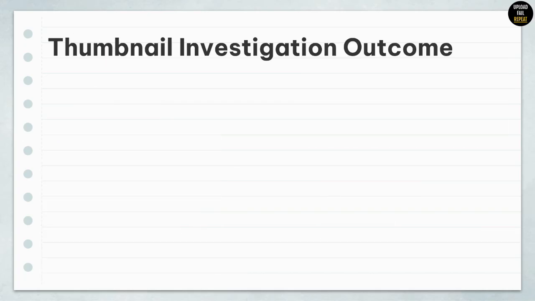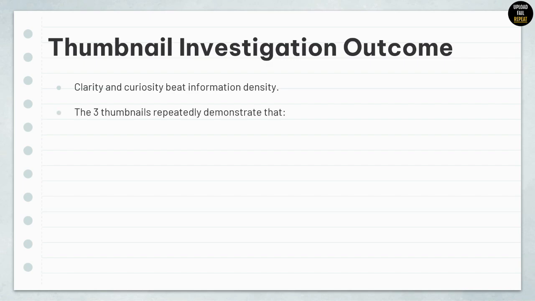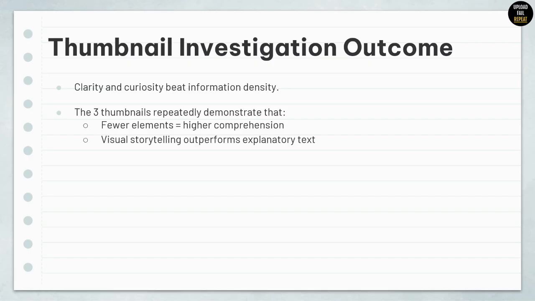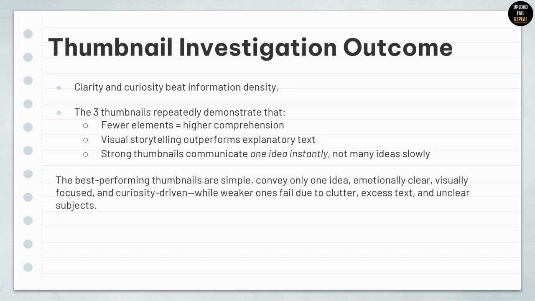So overall, the investigation outcome for the thumbnail is clarity and curiosity beat information density. The 3 thumbnails repeatedly demonstrate that fewer elements means higher comprehension. Visual storytelling outperforms explanatory text. Strong thumbnails communicate one idea instantly, not many ideas slowly. The best performing thumbnails are simple, convey only one idea, are emotionally clear, visually focused, and curiosity driven, while weaker ones fail due to clutter, excess text, and unclear subjects.